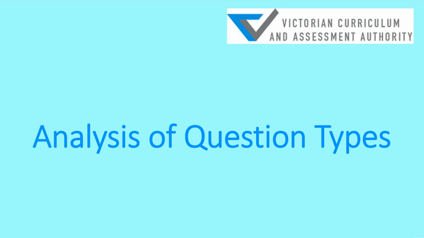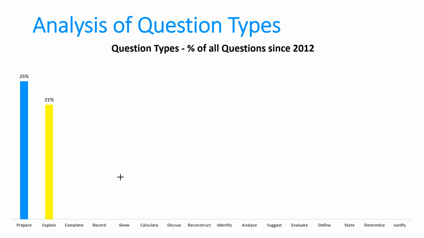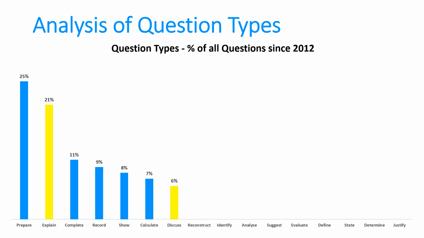Looking at the analysis of the percentage of all question types, 1 in every 4 questions since 2012, including 2012, has been prepare. 21% has been explain, so you can see the most common practical question is a prepare, the most common theory question is an explain, and then we get down to discuss, and they're the ones that seem to appear the most.